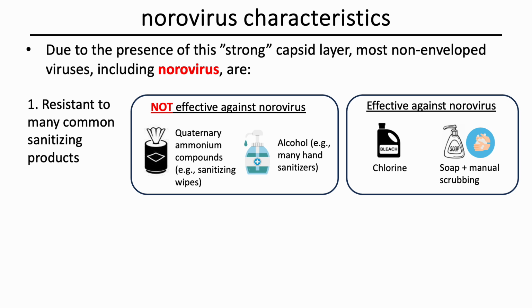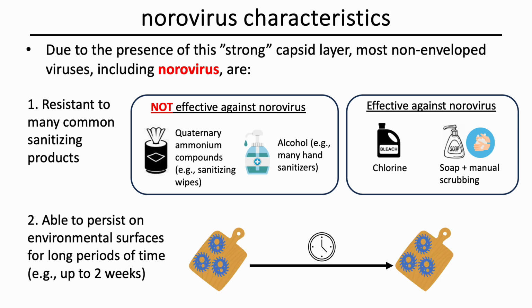Due to the presence of the strong capsid layer, most non-enveloped viruses, including norovirus, are resistant to many common sanitizing chemicals used on the market. For example, quaternary ammonium compounds, which are a common active ingredient in many cleaning wipe products, and alcohol, which is a common ingredient in most hand sanitizers, are not effective against norovirus. However, it is important to note that some chemicals, such as chlorine, are effective at removing norovirus from surfaces, and some activities, such as washing hands with soap and water, are effective at removing norovirus from hands.